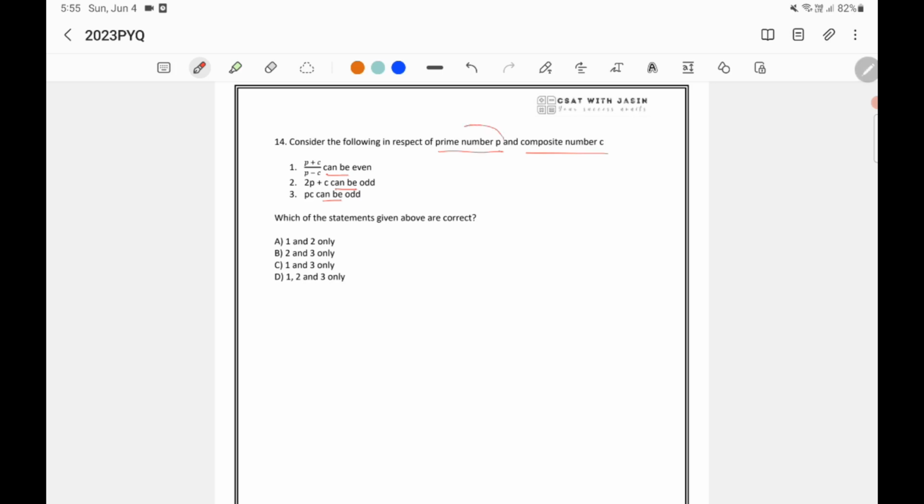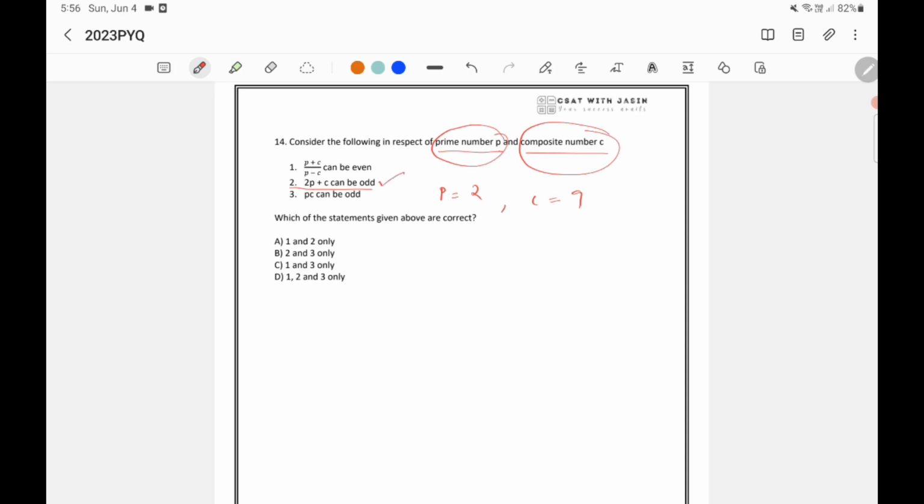It is said that p is a prime number and c is a composite number. So for example, let's assume p is equal to 2 and c is equal to, let's say, 9. So 2 is a prime number and 9 is a composite number. If I take option 2, 2p plus c, 2p is 4, 4 plus 9 is 13, it can be odd. So 2 is correct.